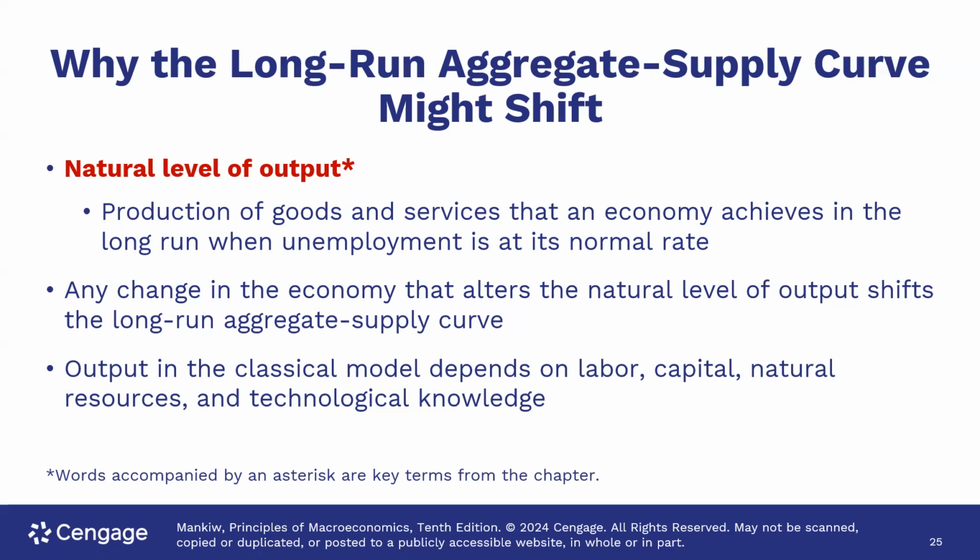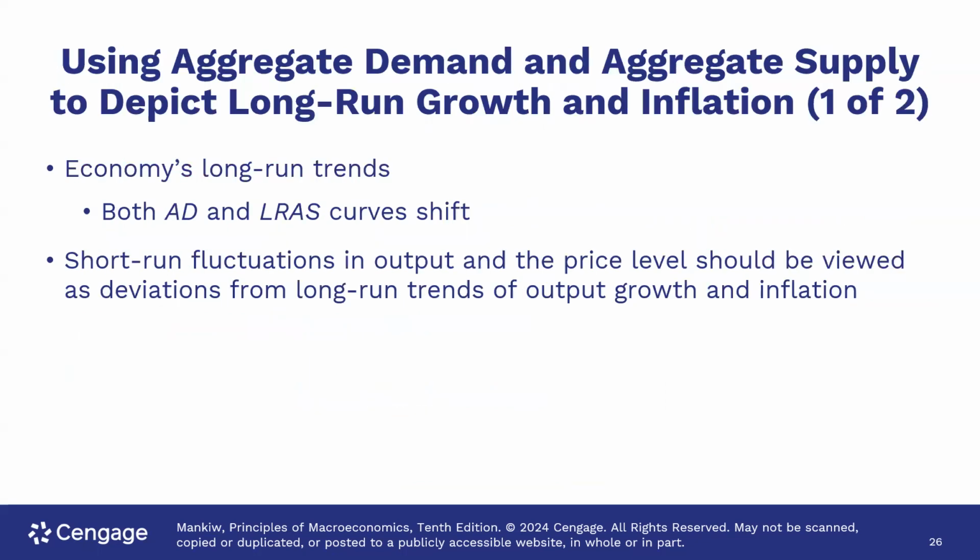All right. So the output in the classical model depends on labor and those four factors that affect productivity. And the one thing that I need you to bear in mind is that productivity cannot change overnight, right? So it has nothing to do with the short run, and all those things have nothing to do with the price. So that is why the long run aggregate supply is vertical.